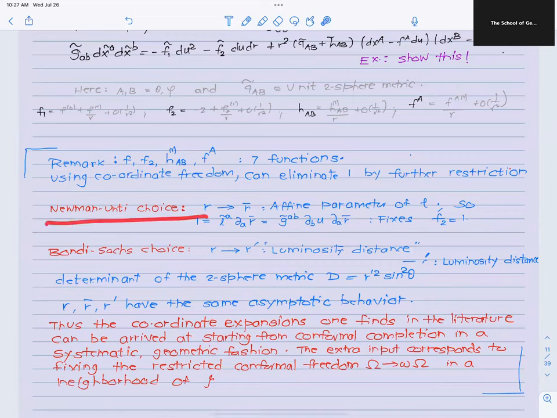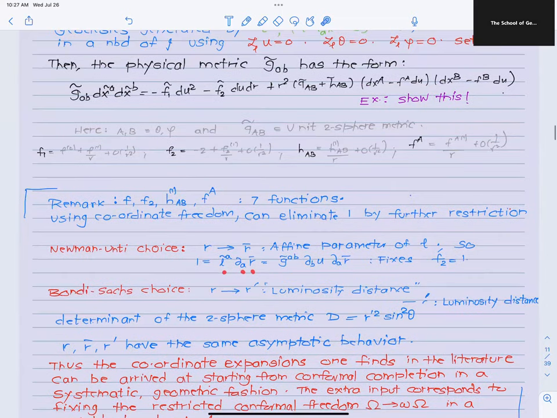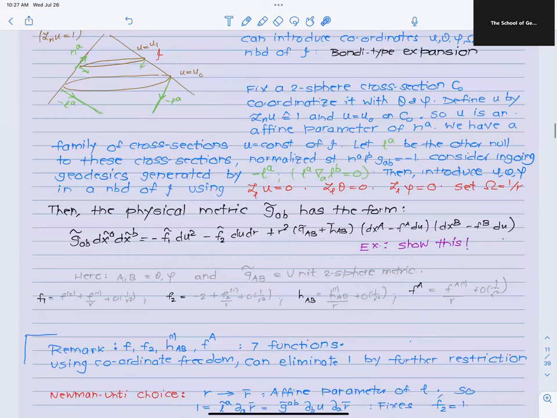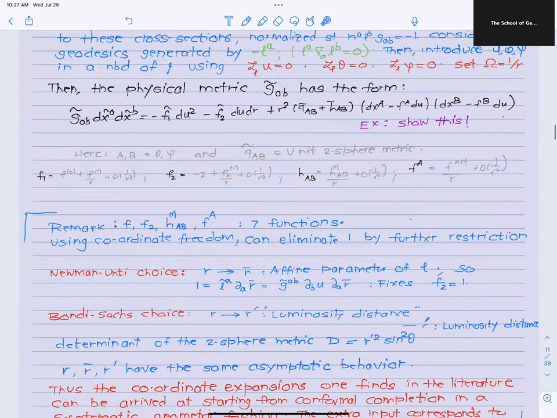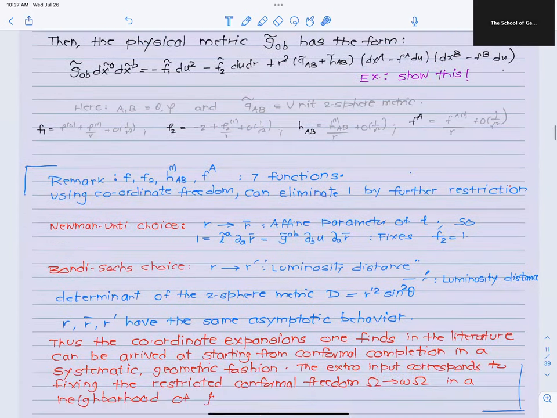And there are 2 choices, a Newman-Unti choice and a Bondi-Sachs choice. The Newman-Unti choice just says that l^a grad_a of r is 1. So basically, we started with r, and we make a coordinate transformation to r bar, a function of r, such that this is an affine parameter for the vector field l tilde that we got up here. And so that is 1 choice.